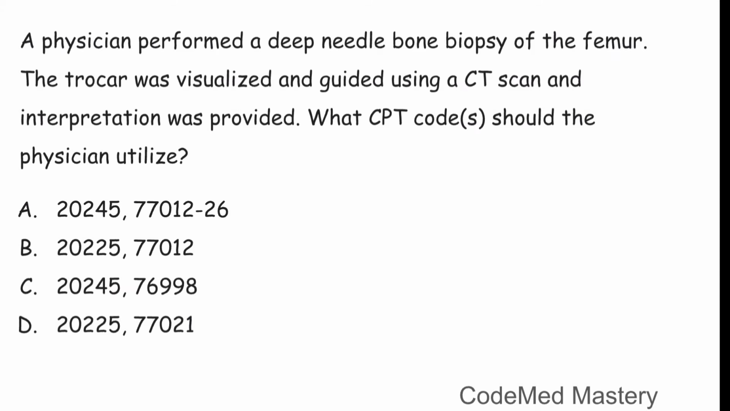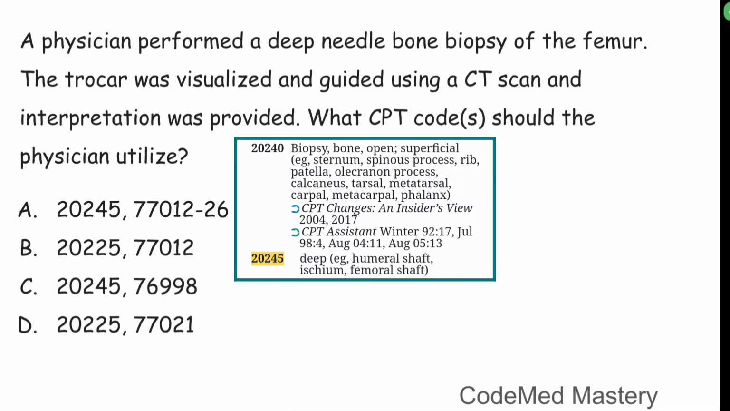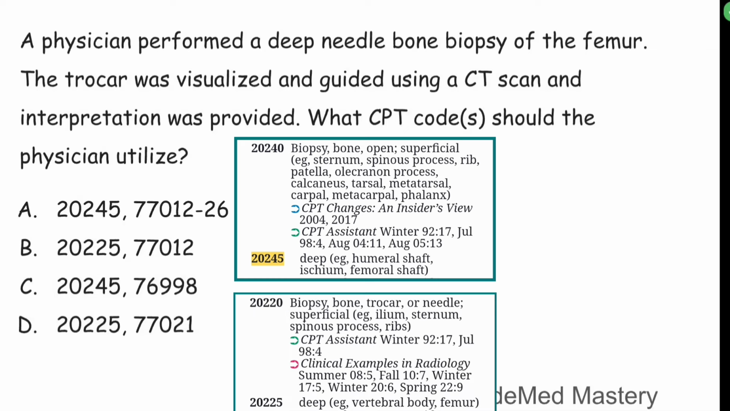Next question. Let us check the options first. Check option A, 20245. 20245 is for biopsy, bone, open, deep. For example, humeral shaft, ischium, femoral shaft. And option B, first code, 20225 is for biopsy of bone, trocar or needle, deep, example, vertebral body, femur.